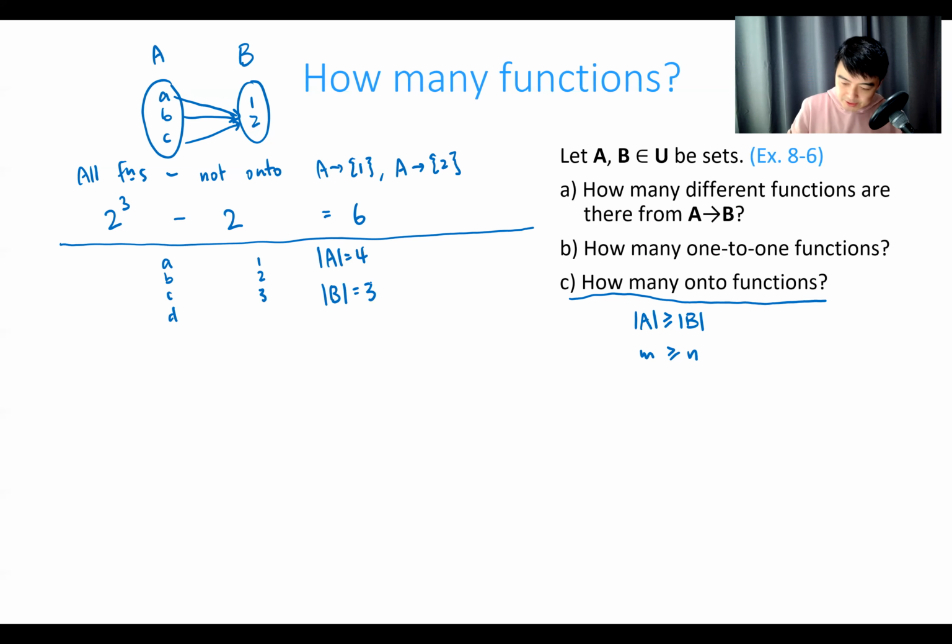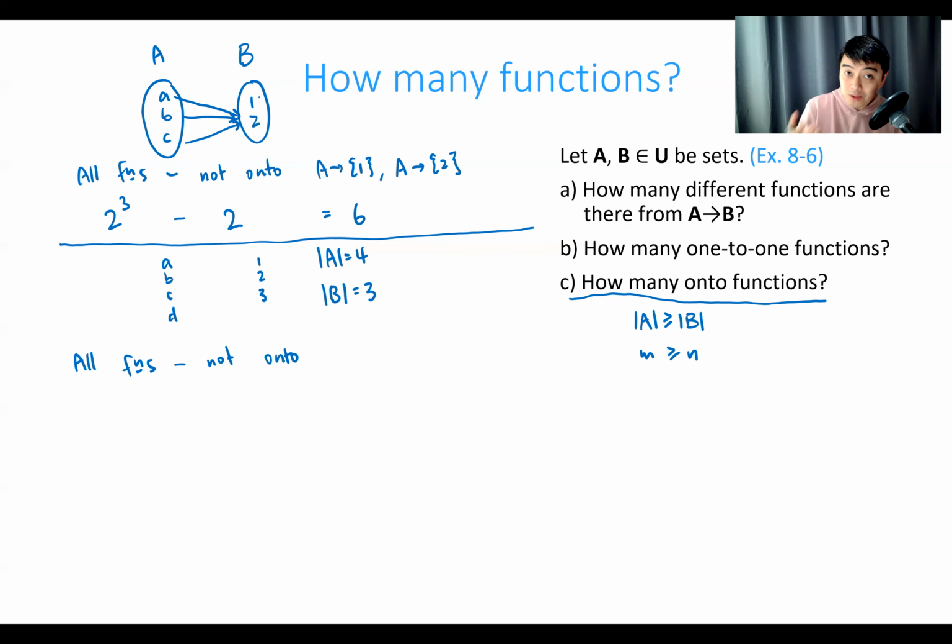Let's use the same strategy that we used in the previous example. I'm going to take all the functions. That one's easy enough. I'm going to subtract off those that are not onto. Now it becomes a little bit harder, because in the previous question, all we did was cover up one of the objects. First I said, let's pretend one isn't there, so all of the items go to two. And then I covered up the number two and said all of the items go to the number one. And those functions are not onto.